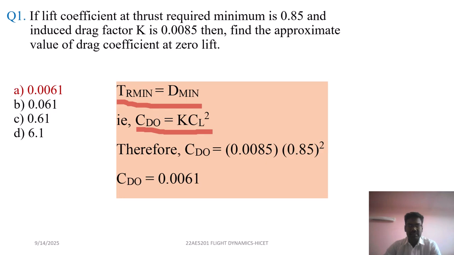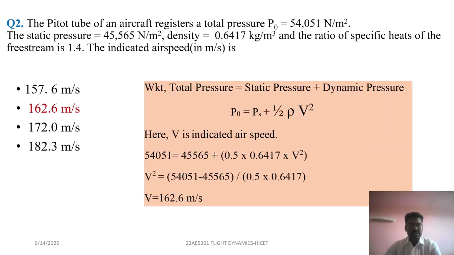So this is a direct substitution. CD naught is equal to the given K value, 0.0085, times CL square, 0.85 square. So the final answer is CD naught is equal to 0.0061. So the first option is the answer for this question. We can move to the next question.